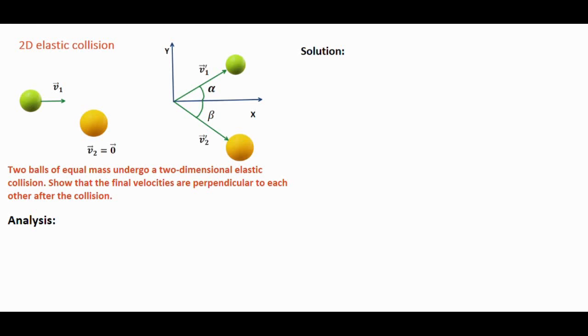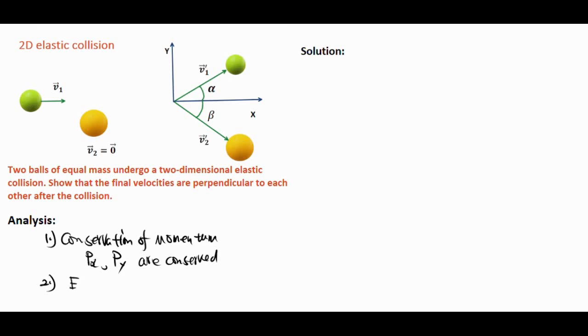For collision, we can use momentum conservation. Because it is a two-dimensional collision, both the x component and y component are conserved. Second, because it is an elastic collision, kinetic energy before and after collision should be equal. And then we try to prove alpha plus beta should be equal to 90 degrees.